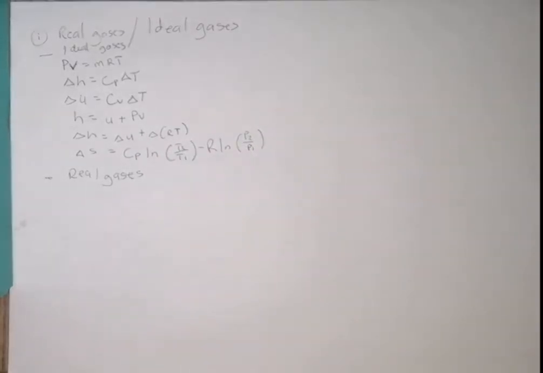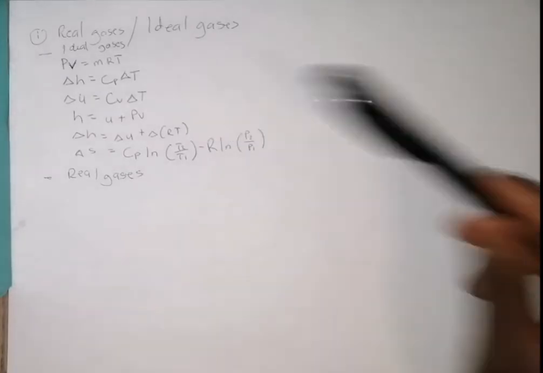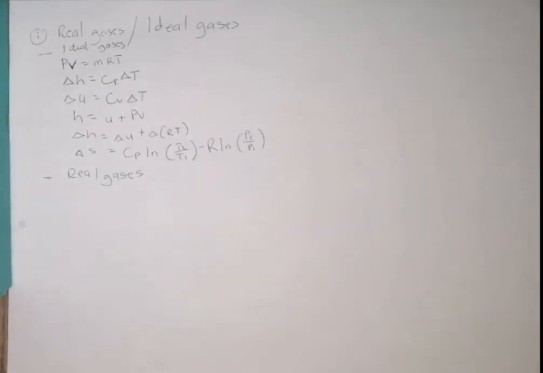Just to make a few comparisons of why some of these equations stand for ideal gases: this is because we know that ideal gases, we technically take them as having no molecular forces in between them. We also notice that they have a very low density.